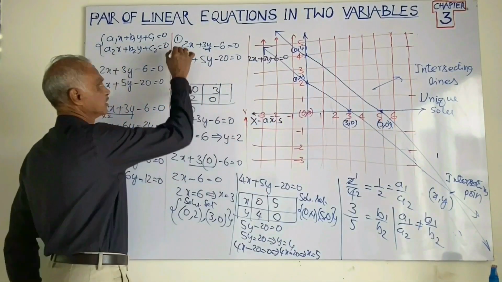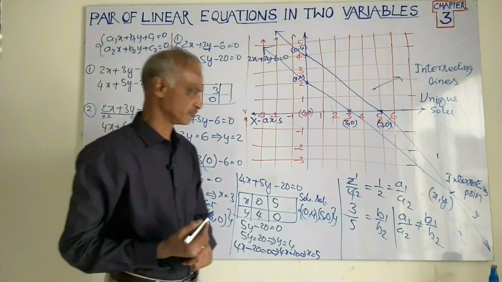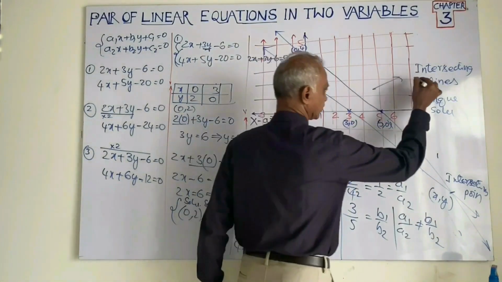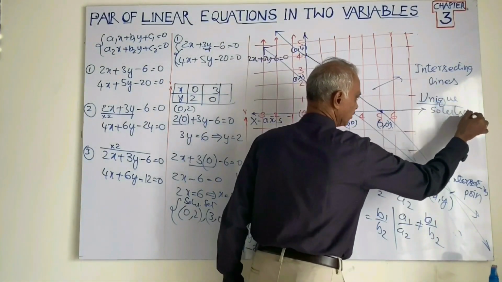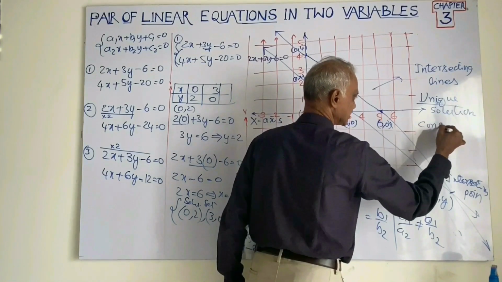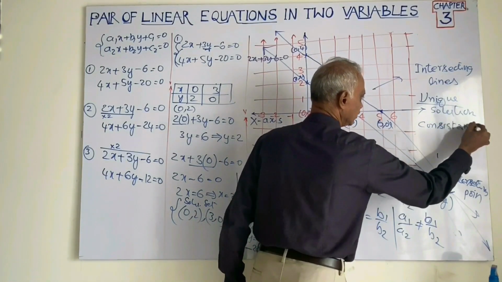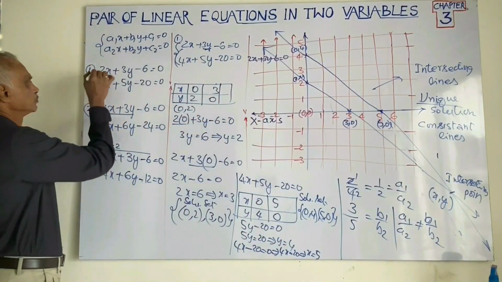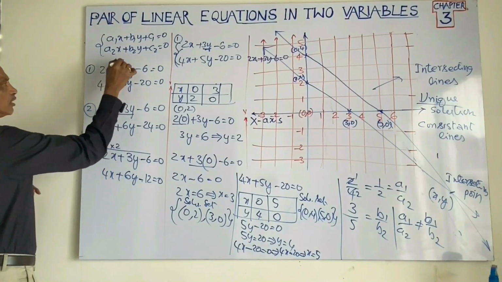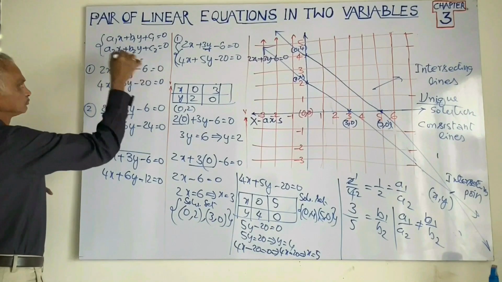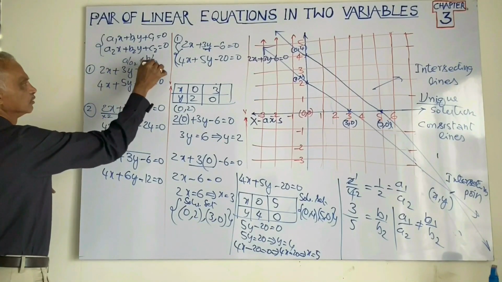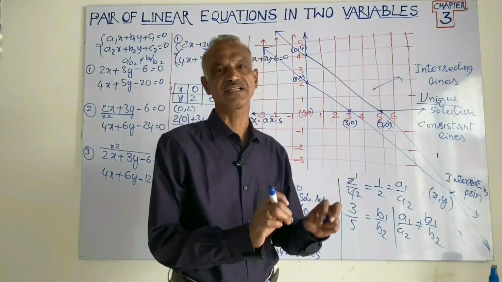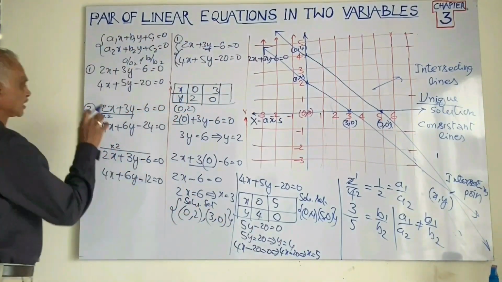If you solve these two equations, you will get the values of x and y. This is intersecting lines with a unique solution. These two lines are consistent lines. If a1 by a2 is not equal to b1 by b2, then they are called intersecting lines. Then we will take the second example.